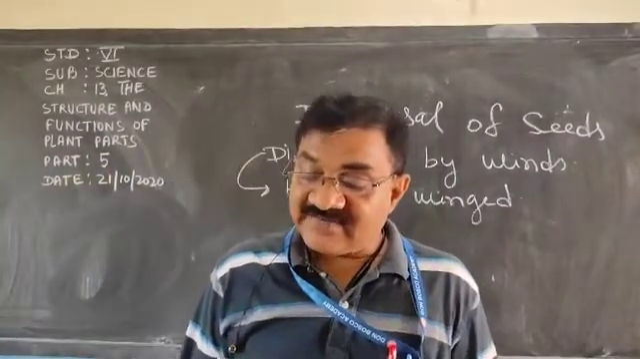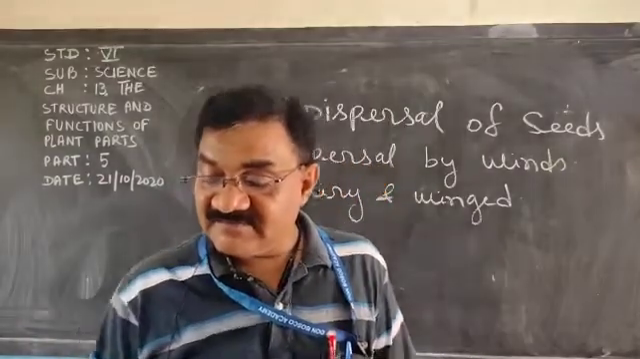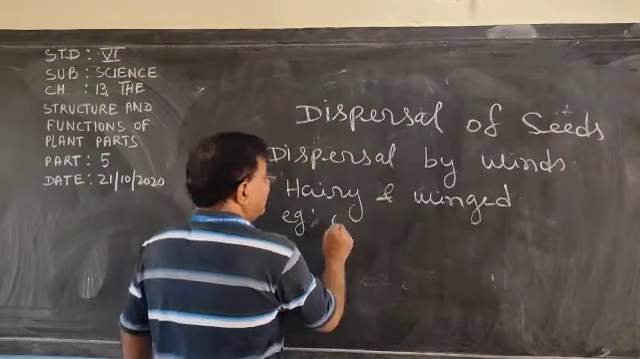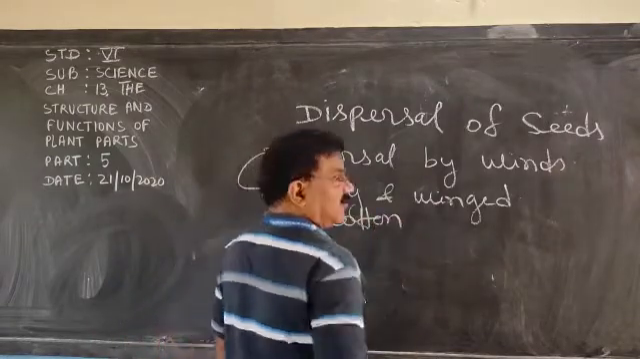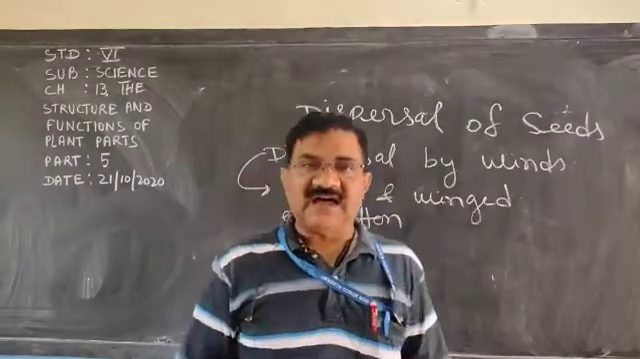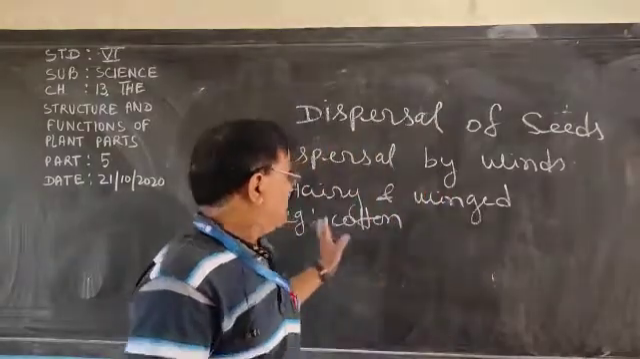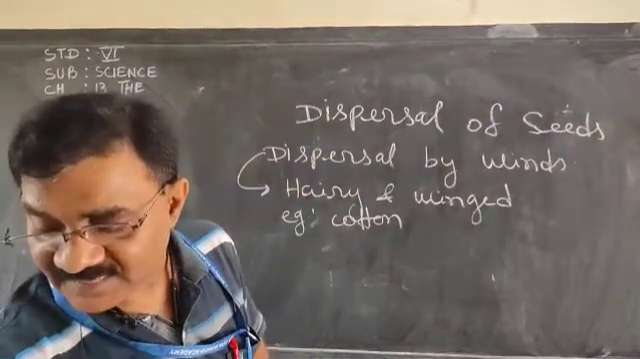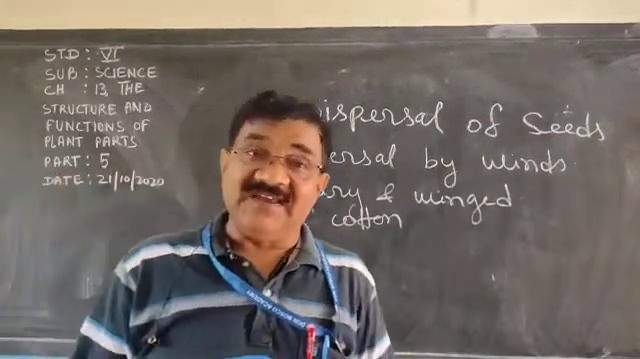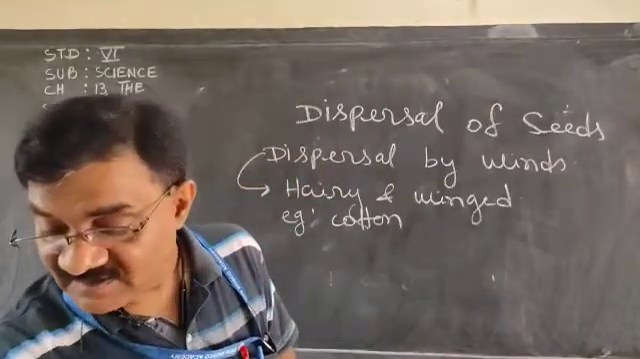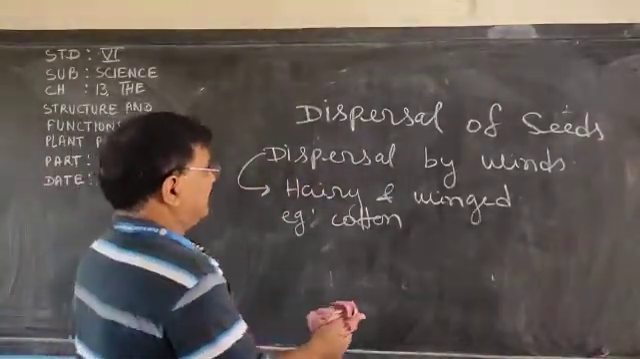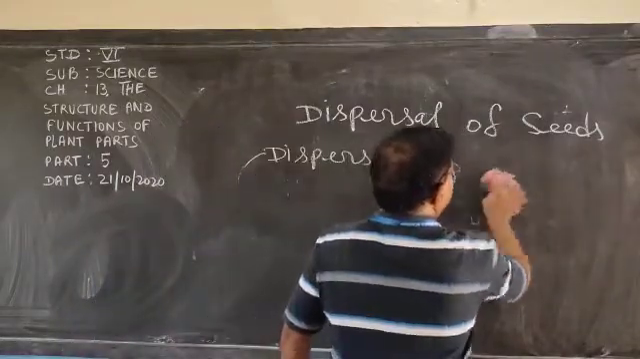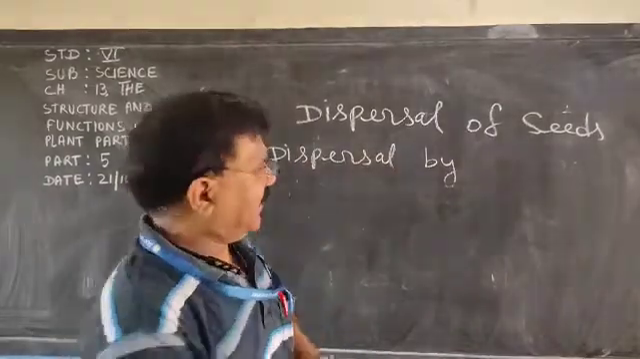Examples are cotton, dandelion, madar. These are the seeds which are dispersed by winds. Okay. Poppy seeds. Next, dispersal by animals.